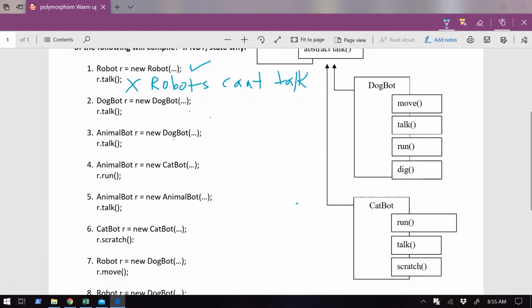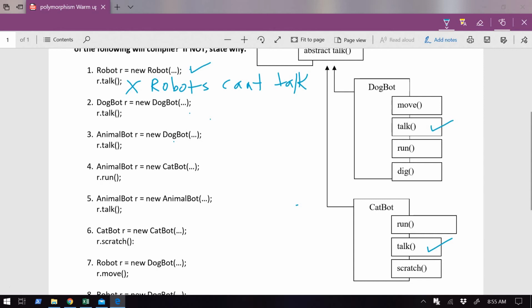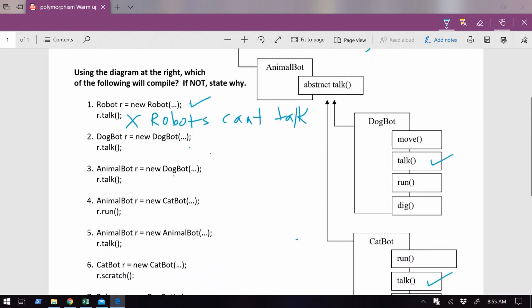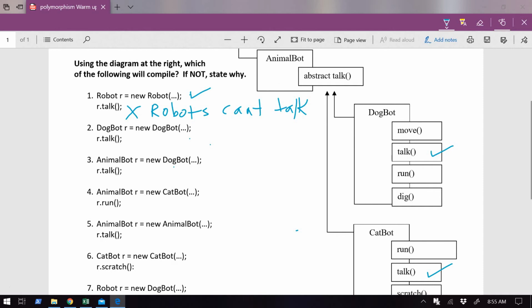You'll see in this example that the two classes, a dog bot and a cat bot, each have a talk method. So those are valid. You cannot instantiate an animal bot and tell it to talk because the talk method is abstract. It doesn't have any meaning until a subclass actually defines and overrides that talk method.